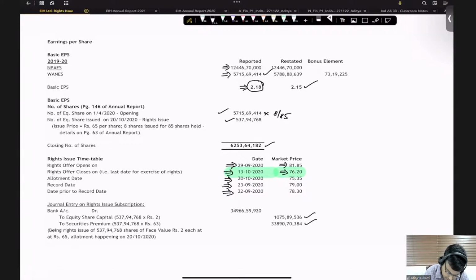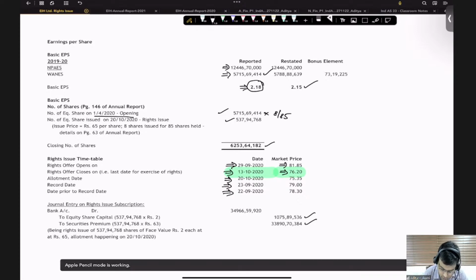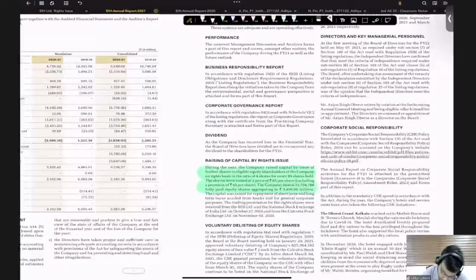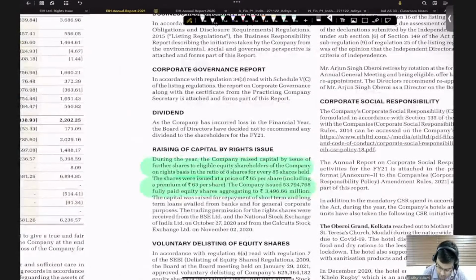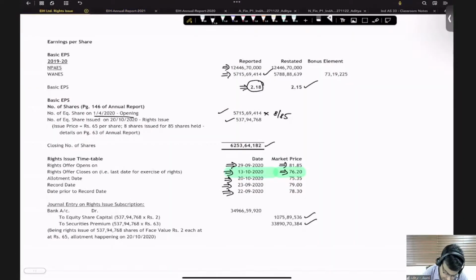Now let us look here. So we were having these many shares in the capital structure opening. So 57 crore 15 lakhs into 8 by 85, that gives you number of equity shares issued 5 crore 37 lakhs, which is what is matching with this figure, 5 crore 37 lakhs. So therefore, the closing number of shares is 62 crore 53 lakhs. This is the closing number of shares. The issue happened on 20th October 2020.